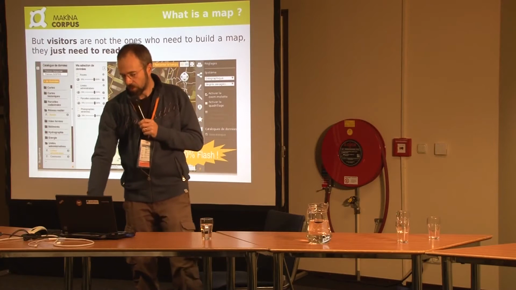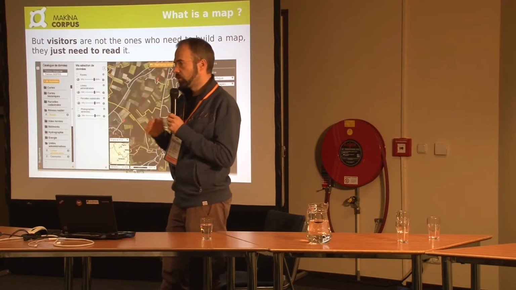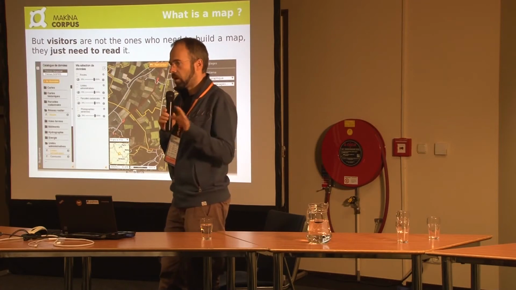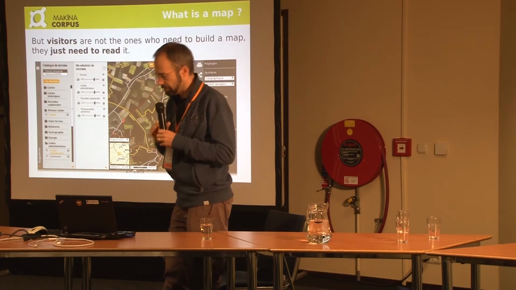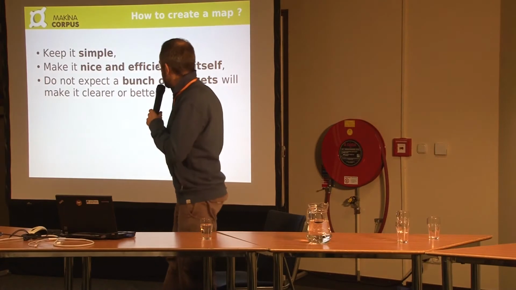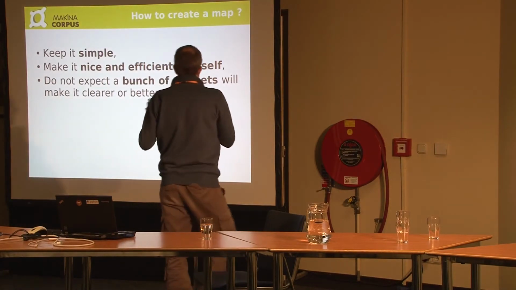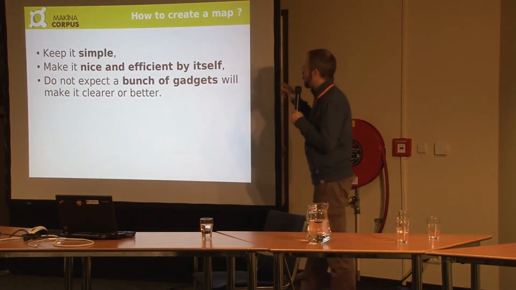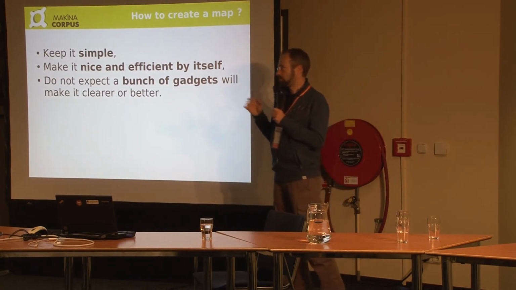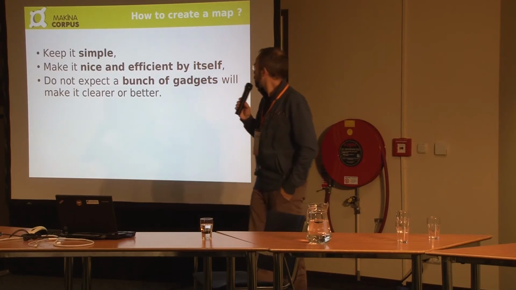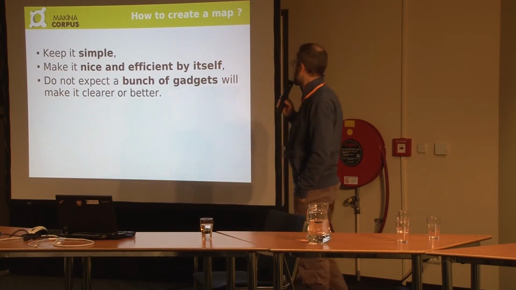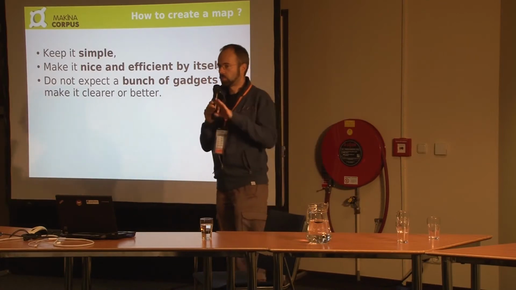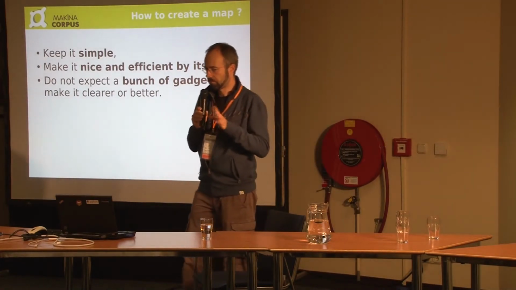But that's pretty much what we are providing using the regular GIS ecosystem right now. So my way to create a map is quite simple. Keep it simple, make it nice and efficient by itself, and do not expect a bunch of gadgets and buttons and stuff will make it any clearer or better. A map must be just fine by itself. That's the thing.